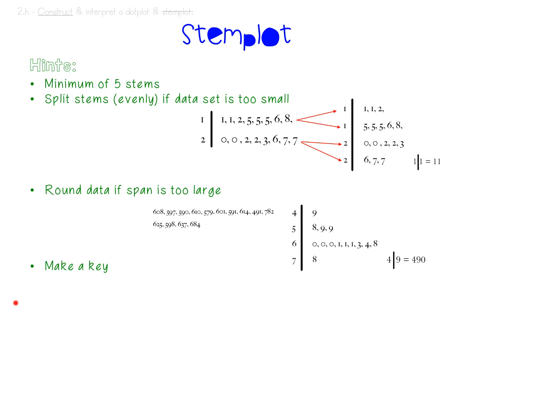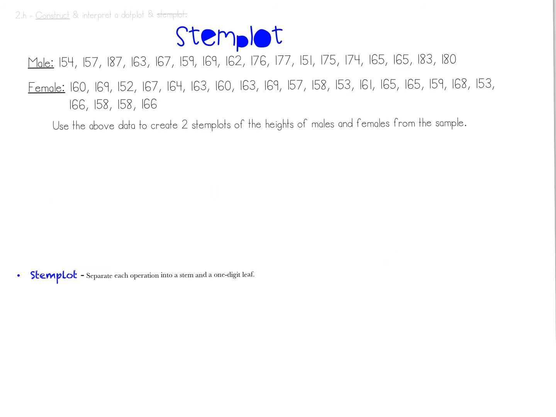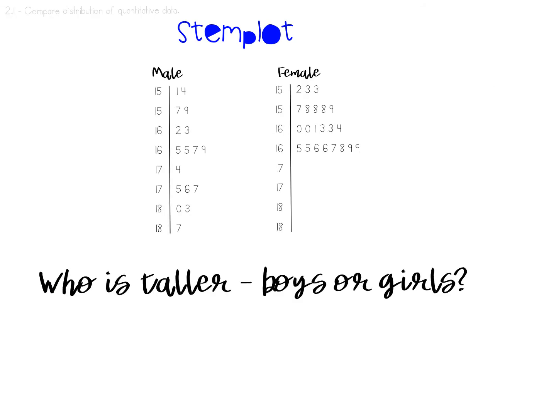And then always make a key. So if you notice, if I looked at this, I might think 49 means 49, but in this case, it actually means 490. Alright, so go ahead and pause the video, and I'd like you to make a stem and leaf plot for both the male and the female. Remember, keep those hints in mind that if I don't have enough stems to get close to 5, then I might want to split into like 150 through 154 and 155 through 159. Just a hint.